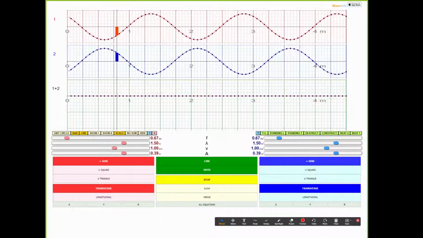All right, so let me pull back up the worksheet because, like I said, I'm using it as a guide today, and there's one more thing we are going to do with destructive interference.